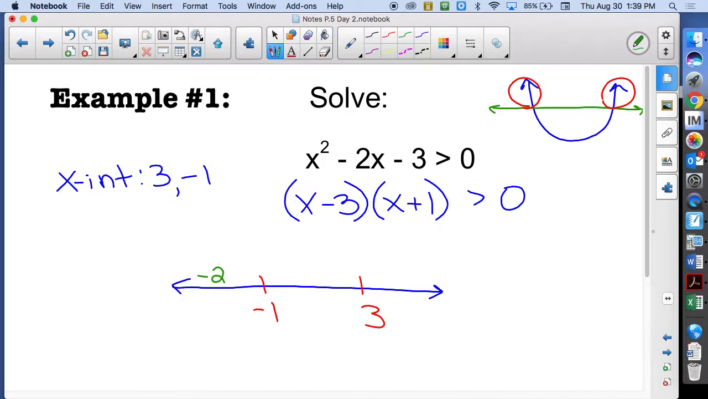Negative 1 to 3. How about a really nice number between negative 1 and 3 that would be easy to plug into an equation? 0. Oh, good. Yes. And then above 3? 4. Good. Yes. Good, good.